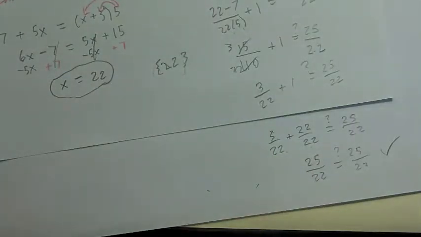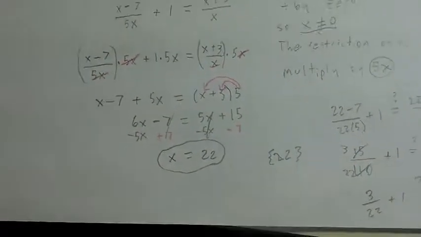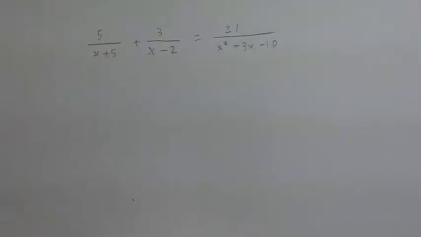Okay. All right, let's do another equation with x's in the denominators. So for our next example, let's look at 5 over x plus 5, 3 over x minus 2, and 21 over x squared plus 3x minus 10. All right, so this one's a little more complicated. We have x's in the denominator, but it's not just x's. We have x plus 5, x minus 2, and x squared plus 3x minus 10.